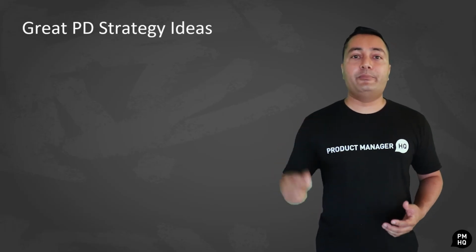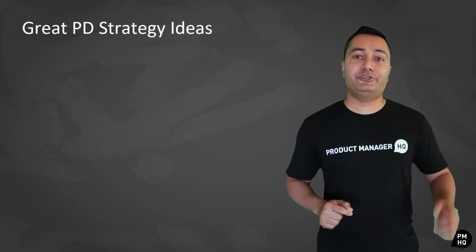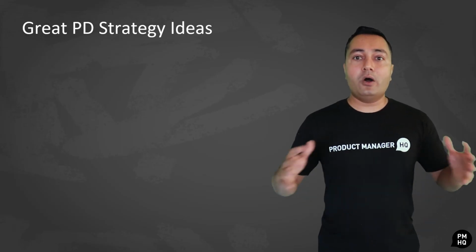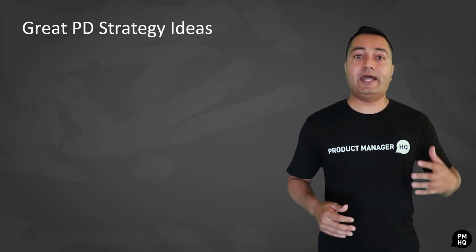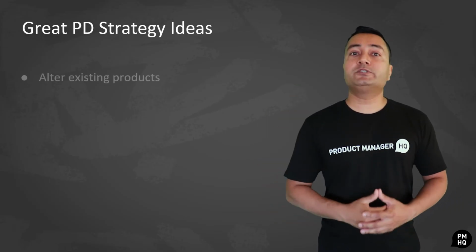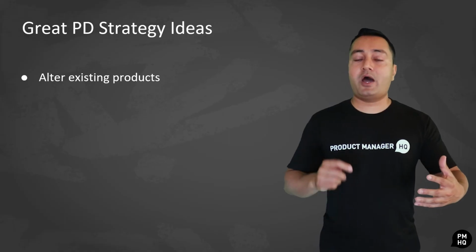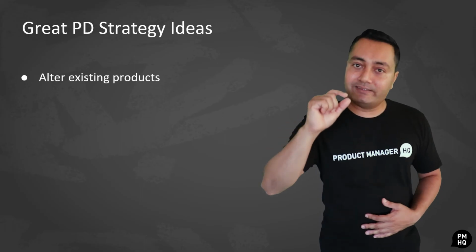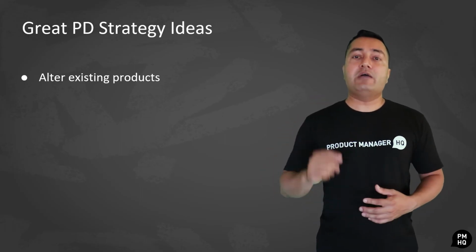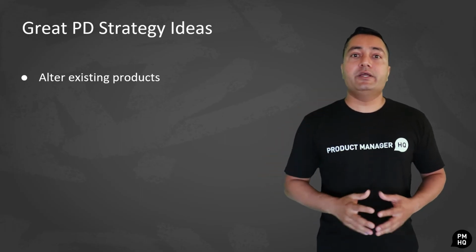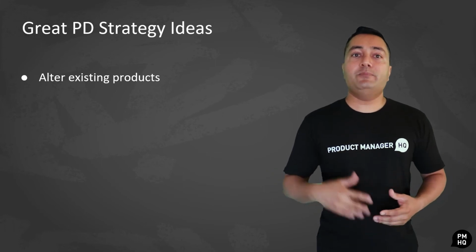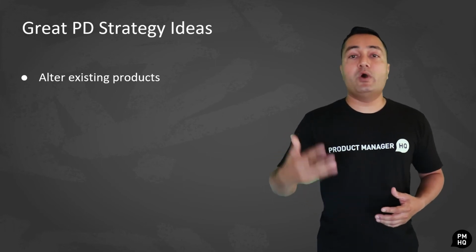Now that we have broken down the foundation of product development strategy, let's take a look at some solid examples that businesses and product managers can try. These are all in sync with different approaches that we looked at before. Number 1, alter existing products. Very much in keeping with the platform-based approach to product development strategy, making slight changes to products that you have already launched is one of the good ways to keep your customers on their toes and wanting more.